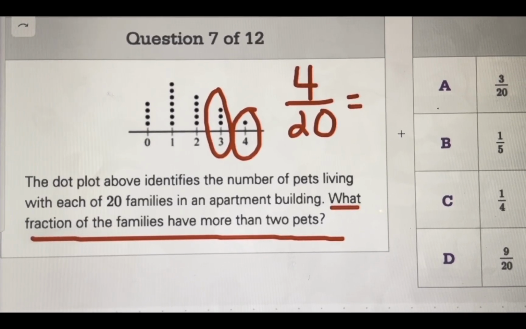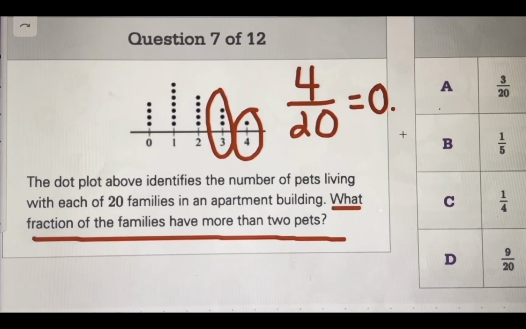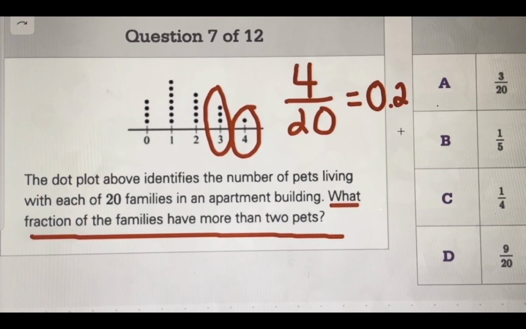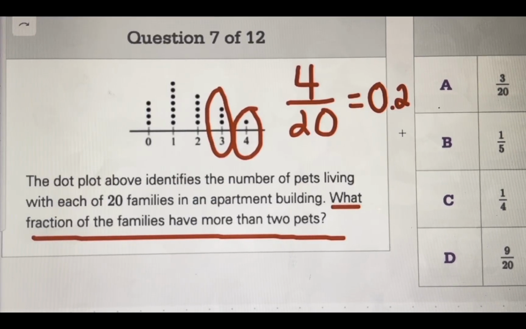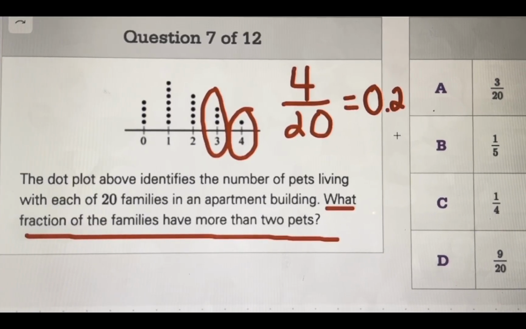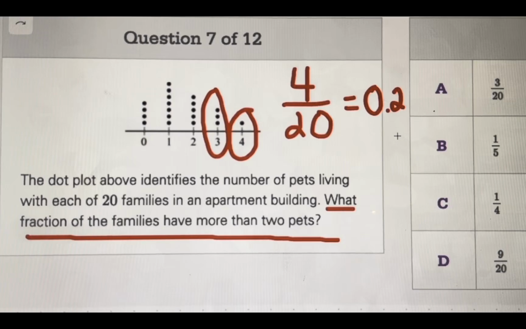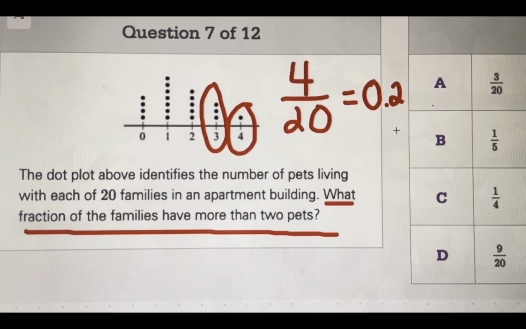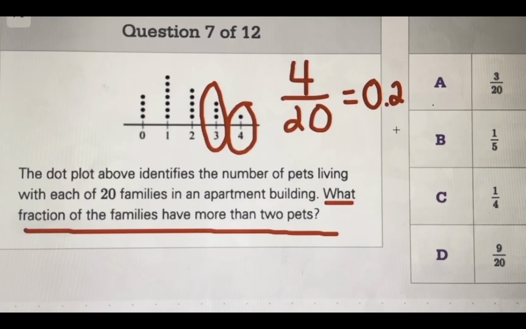0.2. Yes, sir. Check. 4 divided by 20 is 0.2. Great. All right, so we just got to find the fraction in the answer choice that equals 0.2.